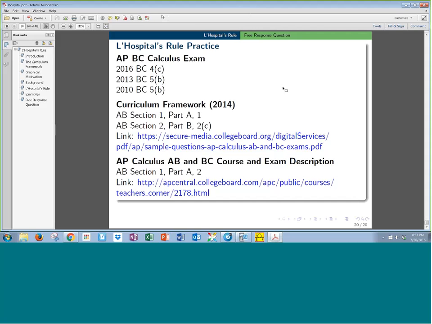The second question I wanted to answer is, we get an awful lot about the spelling of L'Hopital, but if you take a look at the curriculum framework and the CED, the College Board is spelling this with the S in there, so darn it, that's the way we did it.